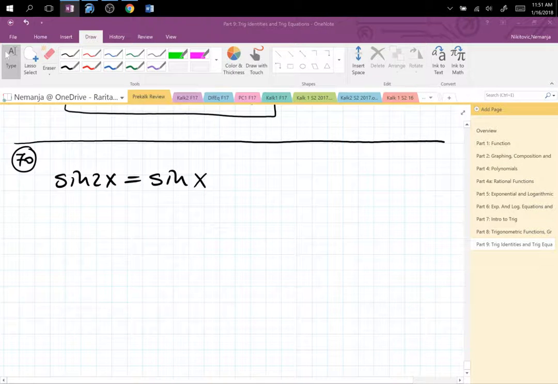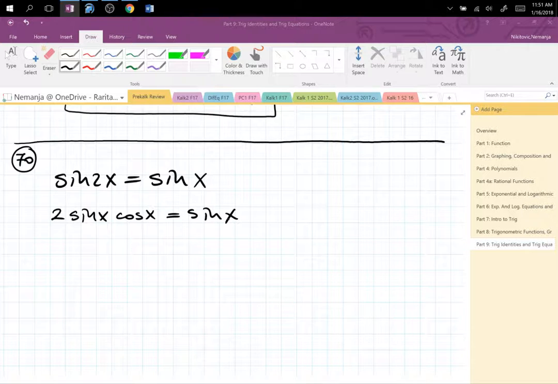Well, we have our trig identity for double angle. 2 sine x cosine x is equal to sine x. Now, where did I lose points? I divided both sides by sine x and canceled sine, and you can't do that because you can't divide by sine x. Sine x can be 0.